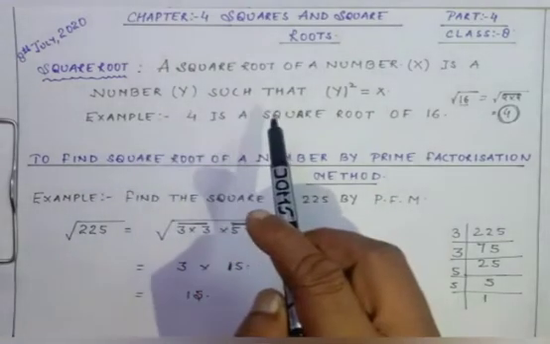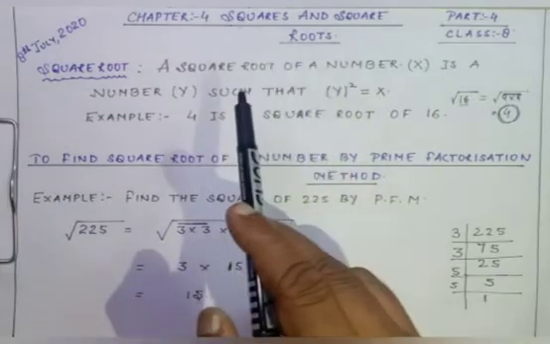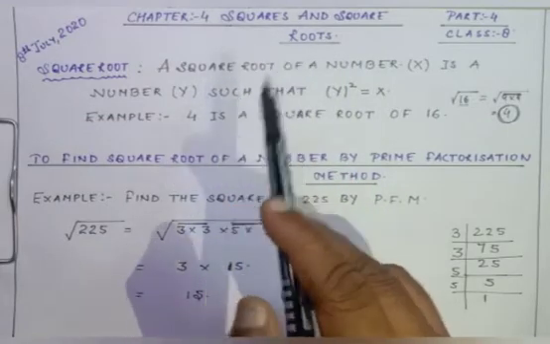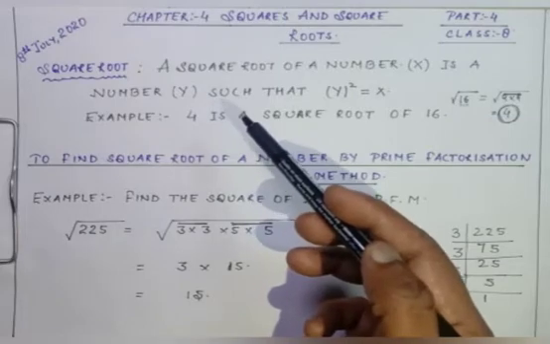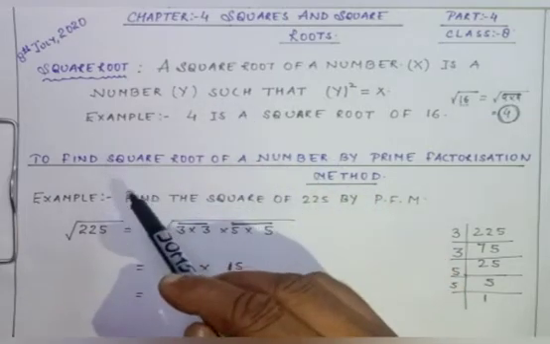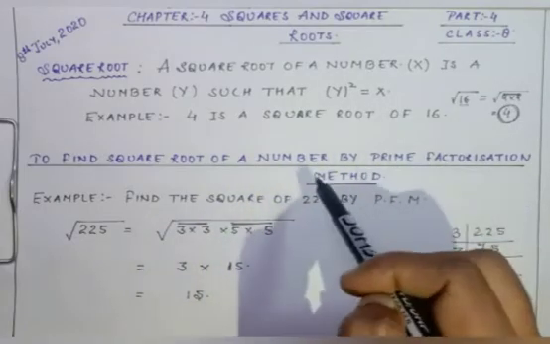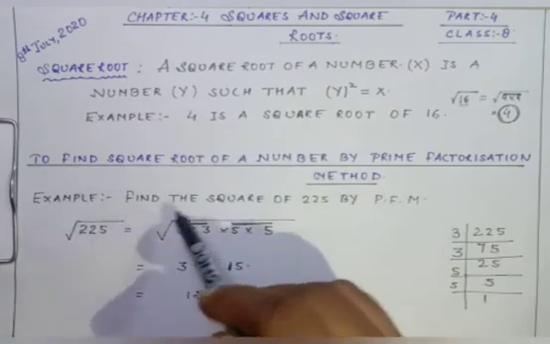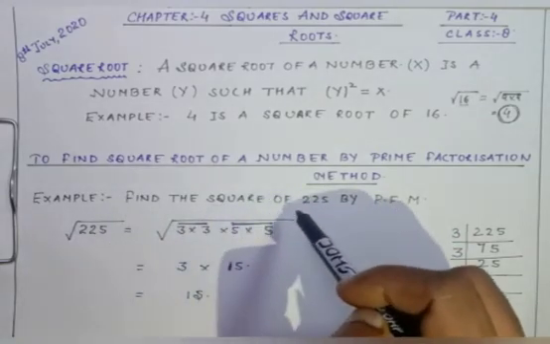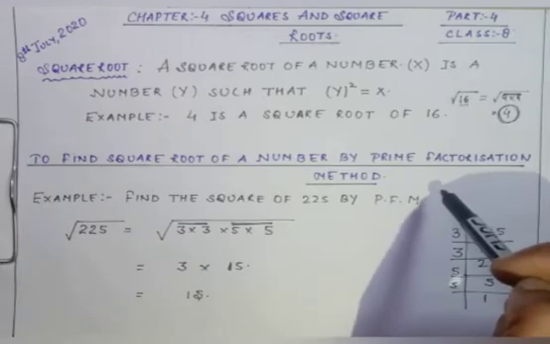Now there are two methods to find out the square root of any number. The first is prime factorization method, and the second one is long division method. So first of all, I am going to explain to you how to find the square root of a number by prime factorization method. Over here I have taken an example. Find the square root of 225 by prime factorization method.